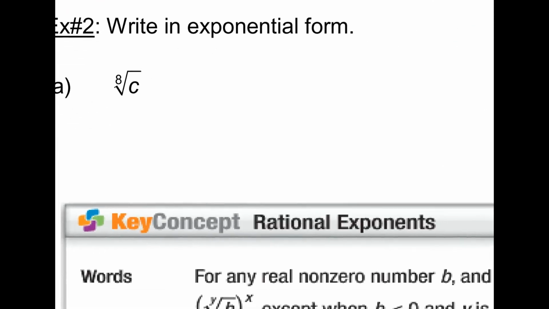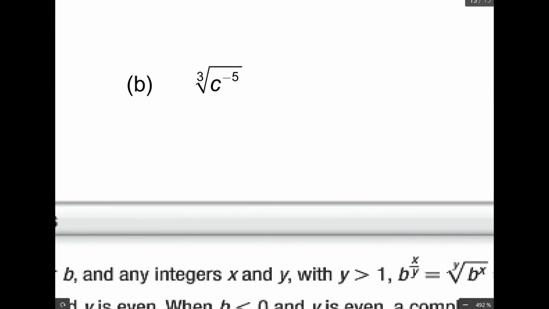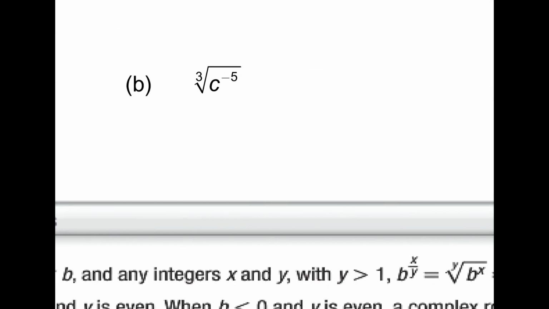So we can try to write these in exponential form. The 8th root of c. I know that the 8 is going to be my denominator, so this is the same thing as c to the 1/8. And lastly, part b, I have the 3rd root of c to the -5th. The -5 that's inside is my numerator. The 3, whatever root I'm asking for, is going to be my denominator: c to the -5/3.